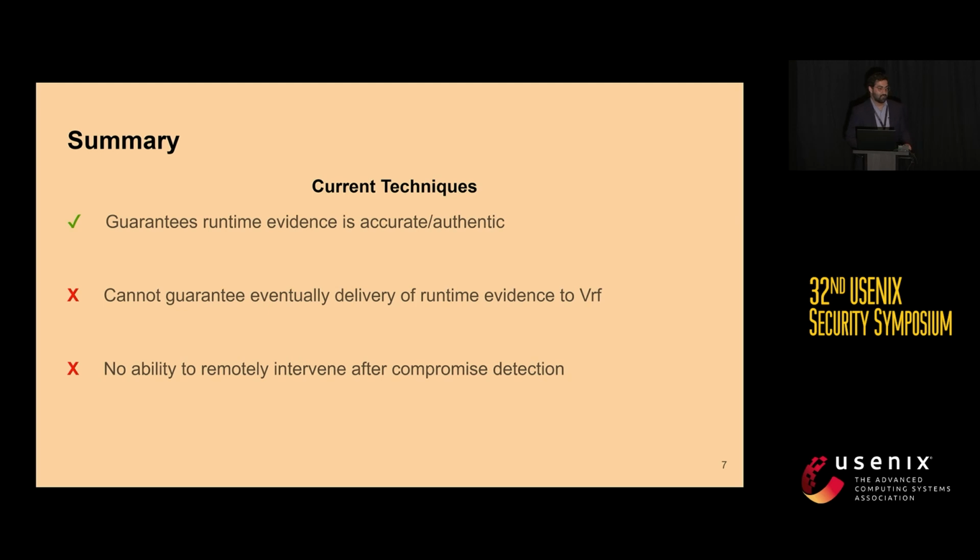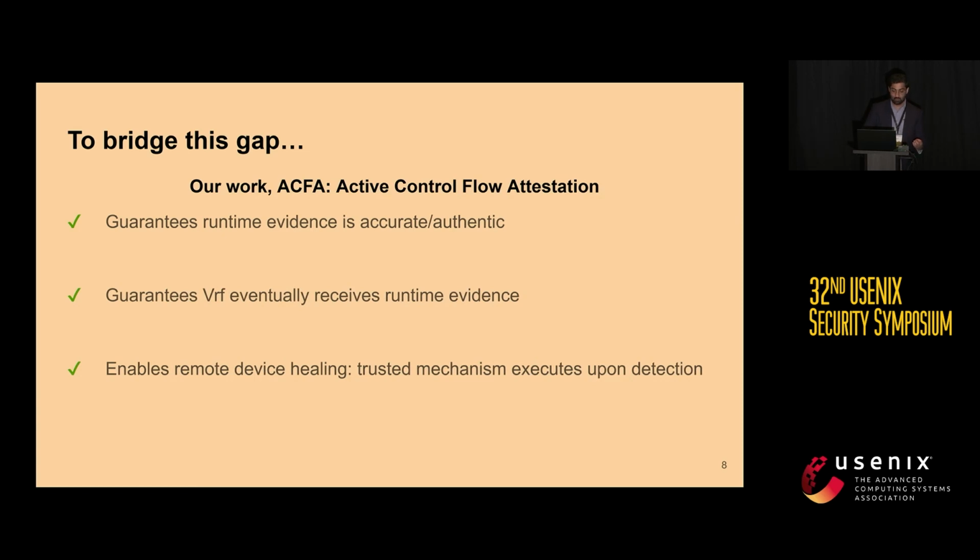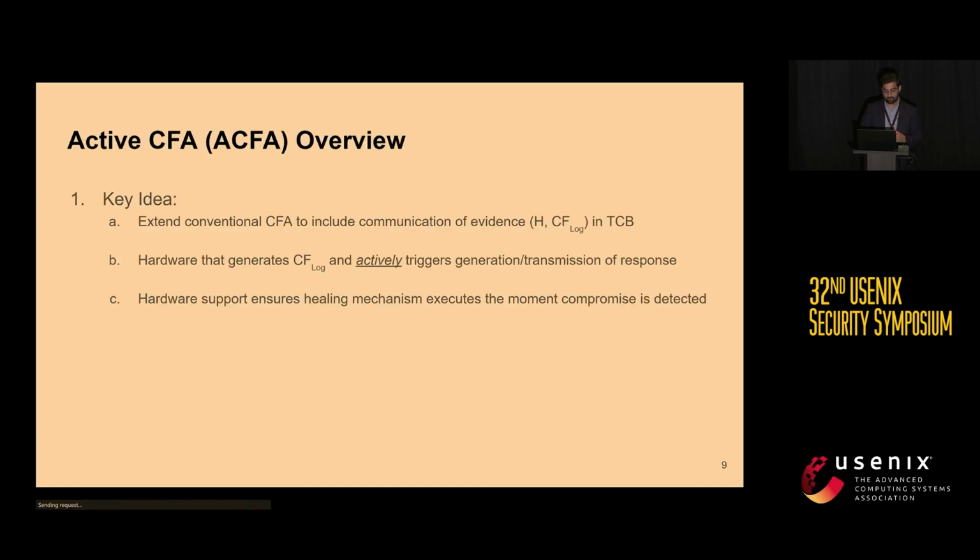To summarize, with control flow attestation-based techniques, we are able to achieve the first desired property of auditing. However, we are still missing the second and third desired properties. To bridge this gap, we propose in our work ACFA, active control flow attestation. Similarly to prior work, we guarantee that some runtime evidence is generated in an accurate and authentic manner, while also guaranteeing that the verifier will eventually receive this evidence, while also providing the ability for the verifier to execute some healing action after detecting a compromise.